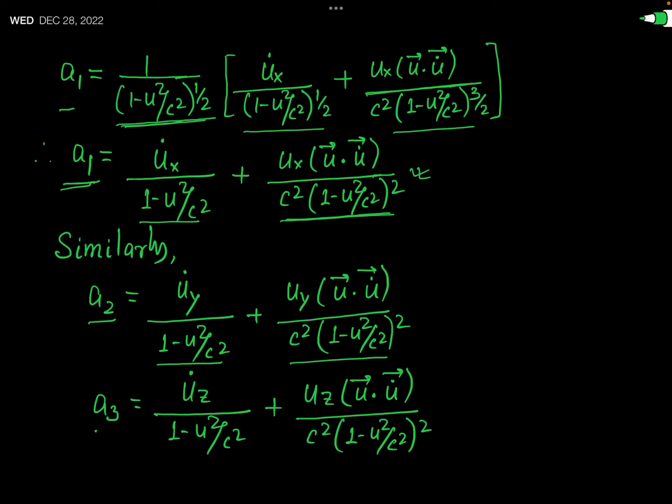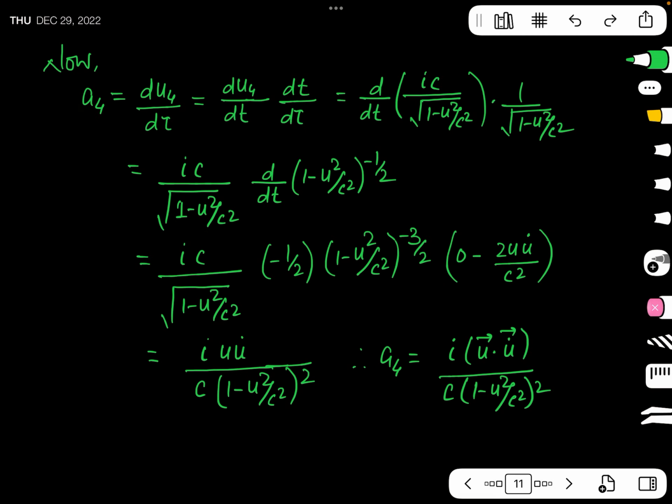Okay. And when you write a3, then instead of ux, you will have to write uz. So this a3 will be equal to uz dot over 1 minus u square by c square plus uz times u vector dot u dot vector over c square times (1 minus u square by c square) whole square. So the first three components of the acceleration 4-vector have been obtained. Now we will find what will be its fourth component.